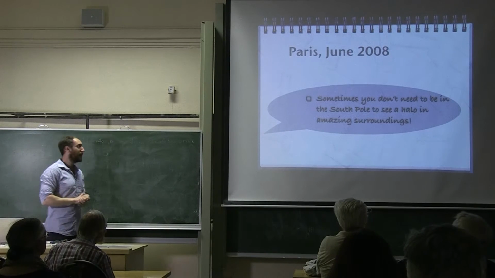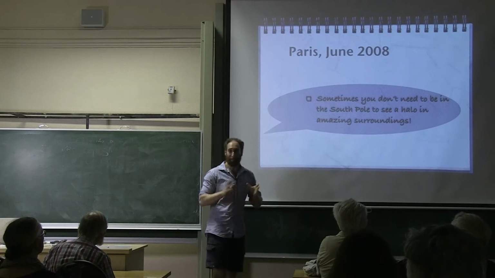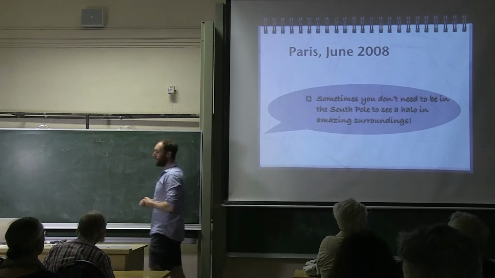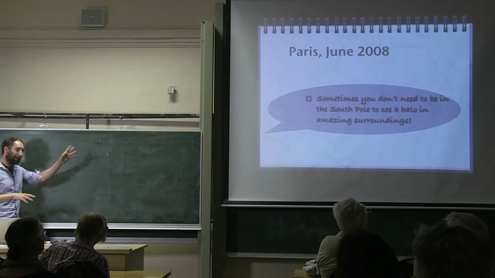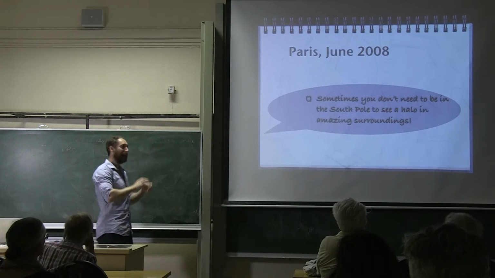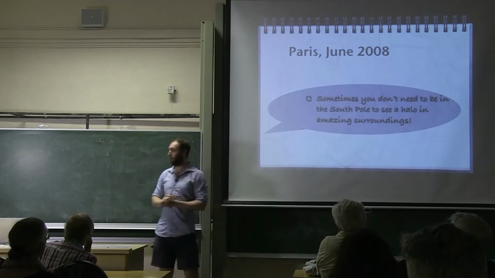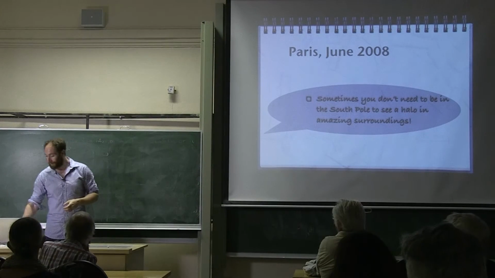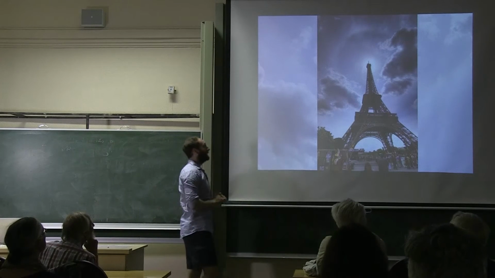So while I haven't been to the South Pole, I was extremely lucky to see a particularly special halo back in 2008 in Paris. I was at the Louvre and I saw a little bit of a halo, and I thought, wouldn't it be amazing to see a proper halo in Paris? And it disappeared, and I walked up to the Eiffel Tower, and of course, just as I got to the Eiffel Tower, I saw this, just a perfect halo around the top.